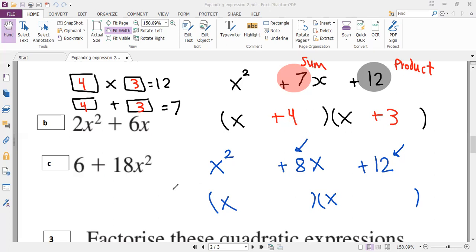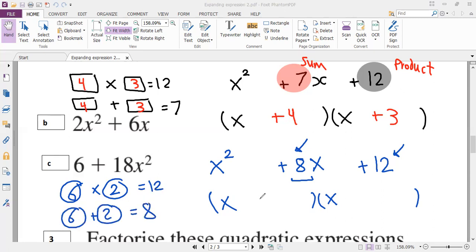Don't say 4 and 3. You know why? 4 and 3 is not right, it's wrong, because 4 times 3, I know it's 12, but when adding 4 plus 3, we will get 7, and I need 8. So the two numbers are going to be 6 and 2. Why? Because 6 times 2 equals 12, and 6 plus 2 equals 8. So we're going to write plus 6 and plus 2. That's it.